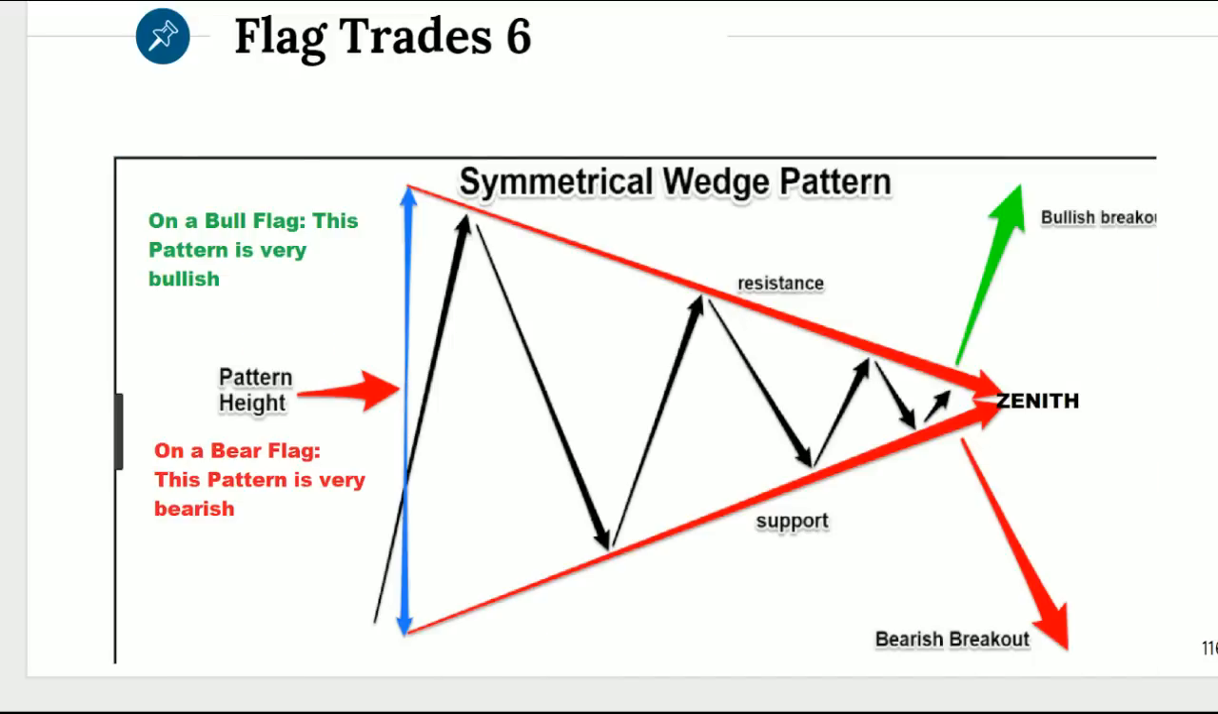So when it comes to the triangle wedge or symmetrical wedge pattern, this is basically what it looks like. You basically have what's called a triangle, and it comes to the end where it's called a zenith, where you see the digestive pattern, the digestion or the consolidation, it's all synonymous with each other. It gets tighter and tighter and tighter, and then it breaks up or breaks down. So if this was a bull flag behind it, I would look for it to break up. And if it was a bear flag behind it, I would look for it to break down.